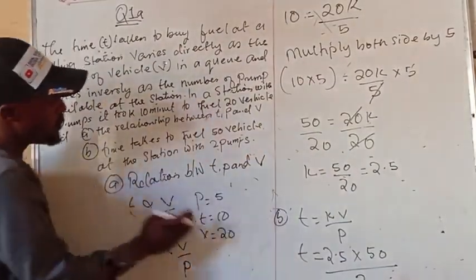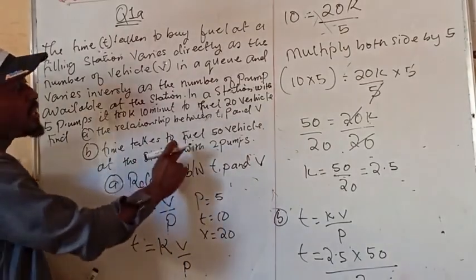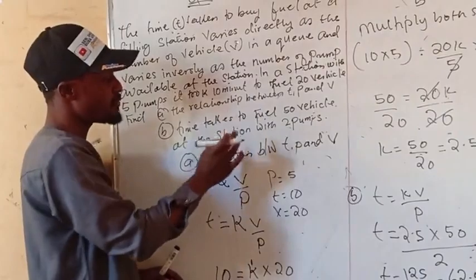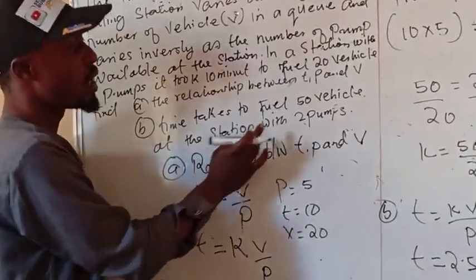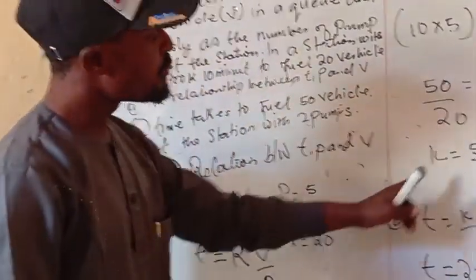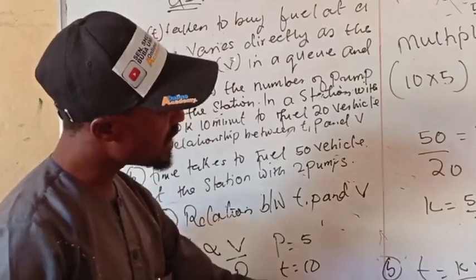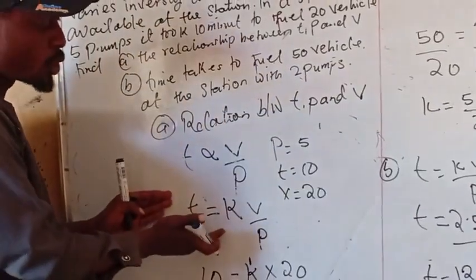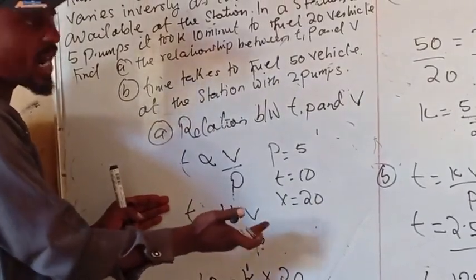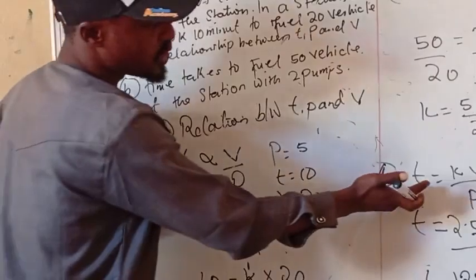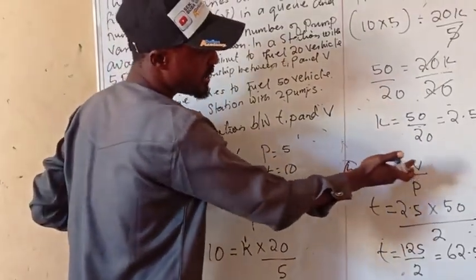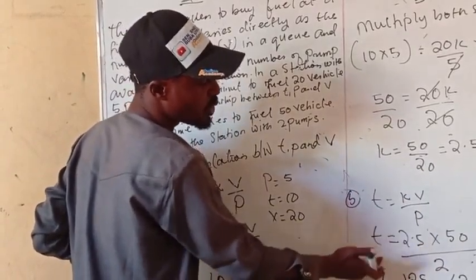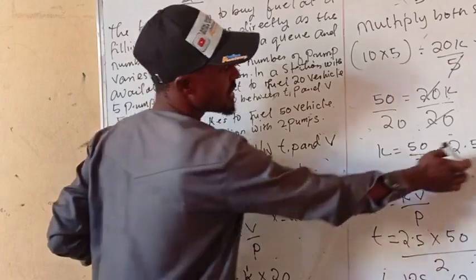Then goes to Roman figure B, which says that you should find the time taken to fuel 50 vehicles in the station with 2 pumps. Therefore, 50 vehicles will now come back to your relationship. This is the relationship: T equals K V all over P. You introduce the relationship here again. T equals K V all over P. T is the value of interest now. You continue calling it T. Our K is now 2.5.